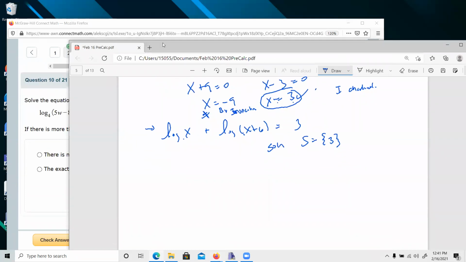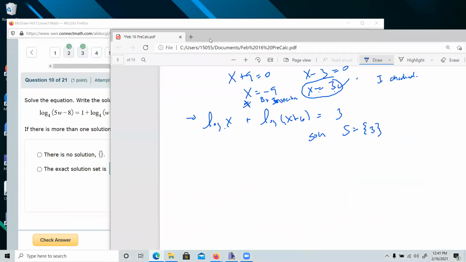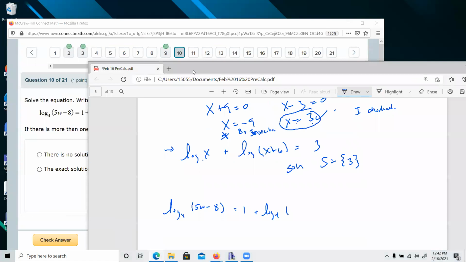Okay. So this one, there's a couple of ways we could do it. This is log base 4 of 5w minus 8 is equal to 1 plus log base 4 of w plus 2. Again, what we want to do is make sure that there is at most one logarithm on either side. So we could have a whole log over here, or one log on one side and just numbers on the other.